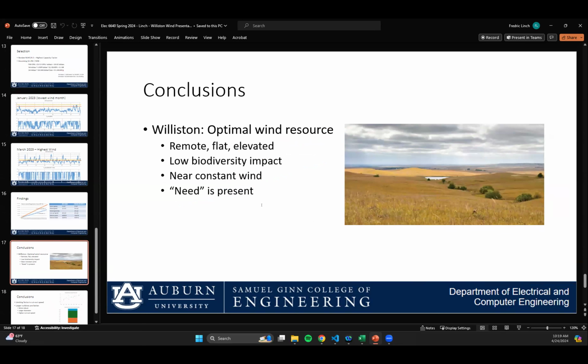So our conclusion was basically Williston, in North Dakota in general, does provide an area with optimal wind resource, just because of the low biodiversity impact, and just because it is a fairly remote, primarily industrial area that's flat and elevated, so there are higher wind speeds, and that wind is nearly constant.